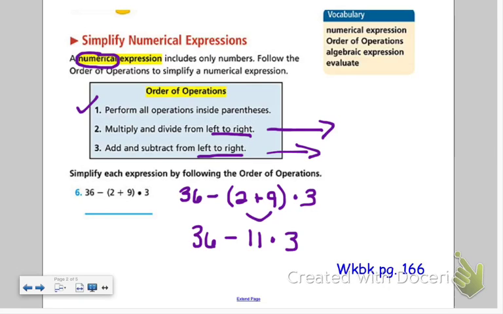So I have completed step 1. Now I'm going to multiply and divide from left to right. Well, it looks like I only have multiplication. I've got 11 times 3 over here. That's going to give me 33. So I do a little bit at a time, bring it down. Step 2 is complete. Then we have step 3, where we have to add and subtract. Well, all we have is subtraction. 36 minus 33. The answer is 3. Third step complete. You can do 7 and 8 on your own.